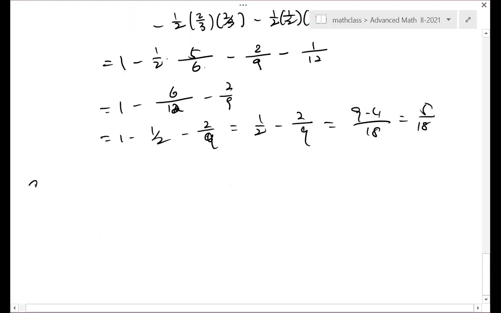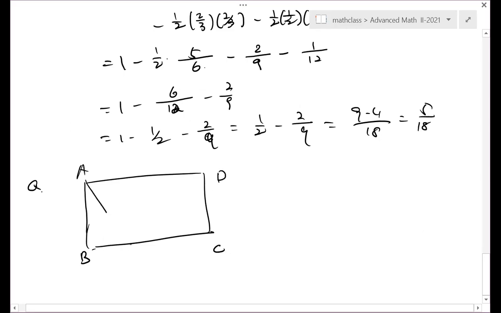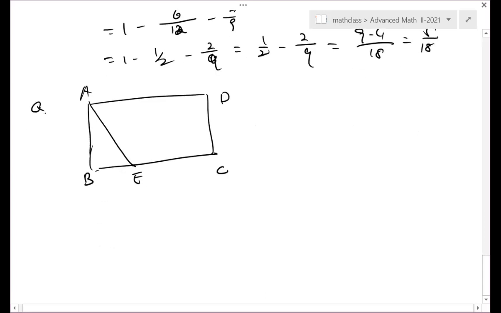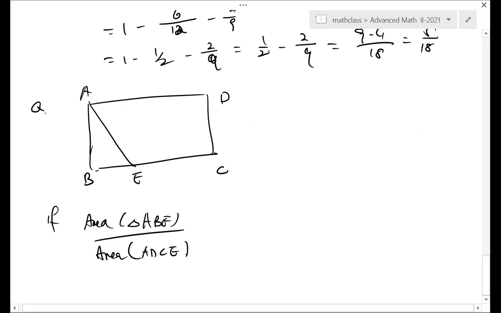All right, the next problem is a rectangle ABCD, and here's E. We know that the area of the triangle ABE over the area of the quadrilateral CDAE, which is actually a trapezoid, is 1 to 11. Find the ratio BE over EC.